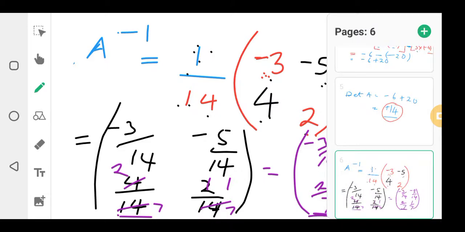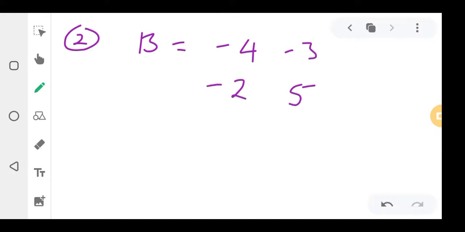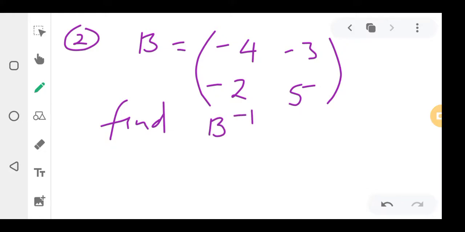Okay, let's go on to example 2. Matrix B is equal to [-4, 2; -3, 5]. Find B inverse. Last time I was teaching you how to find the determinant, so you already know how to find the determinant, but now we're dealing with how to find the inverse.